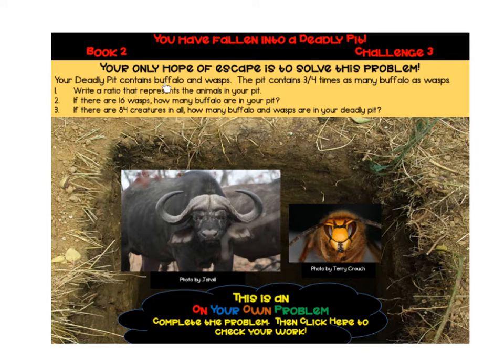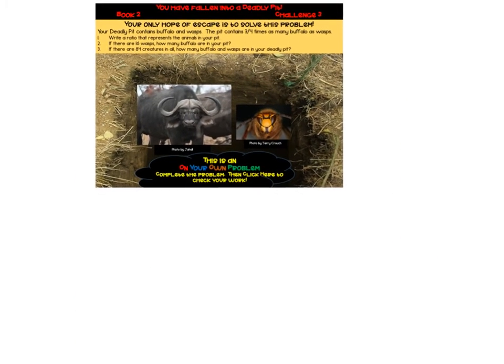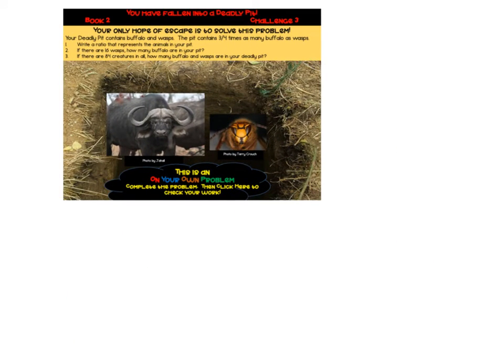Your deadly pit contains buffaloes and wasps. The pit contains 3/4 times as many buffalo as wasps. And your first job is you must write a ratio that represents the animals in your pit. So you need to do buffaloes to wasps. So the first thing you should have done was written ratio down here. And let's just do that. Ratio. And then you have buffaloes to wasps, right?